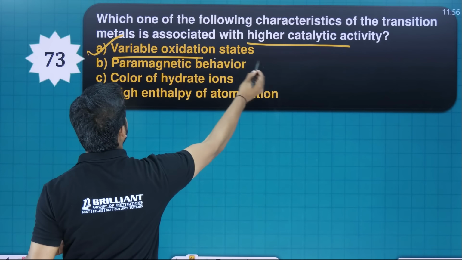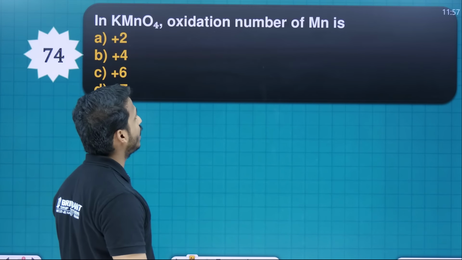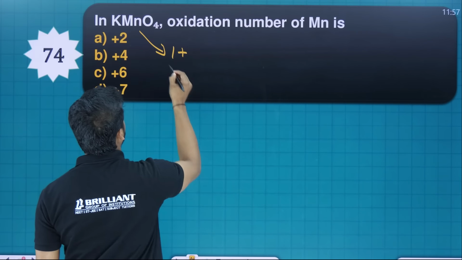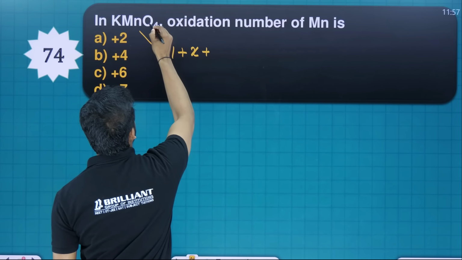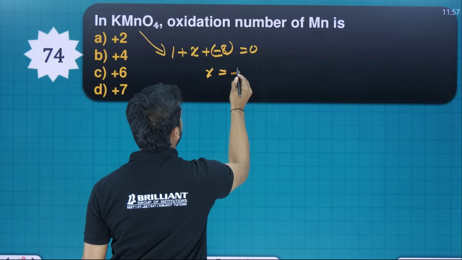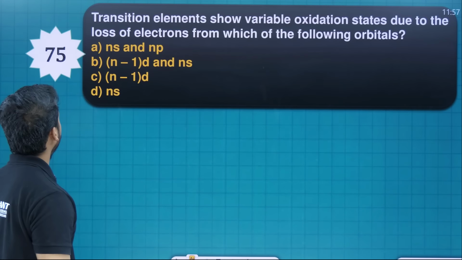So variable oxidation state. Now in KMnO4, what is the oxidation state of Mn? Simple question. Potassium, what is the oxidation state? +1. Manganese, we don't know. 1 oxygen is -2, 4 oxygen is -8, overall 0, x equals what? +7. In KMnO4, manganese is in +7.